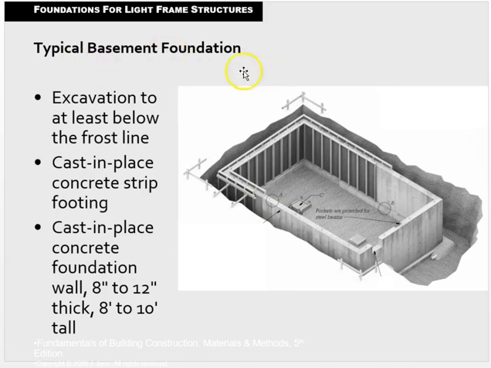So our foundation, the points we make here, that the excavation is to at least below the frost line, as we have discussed. Cast in place concrete strip footing, that's what we see here, the footing down at the bottom, and then the foundation wall, typically 8 to 12 inches thick with an 8 to 10 feet height. So a story we want down there to create a habitable space.